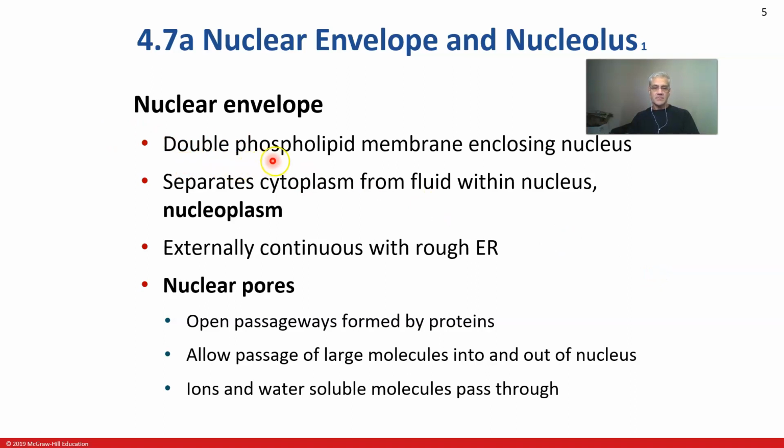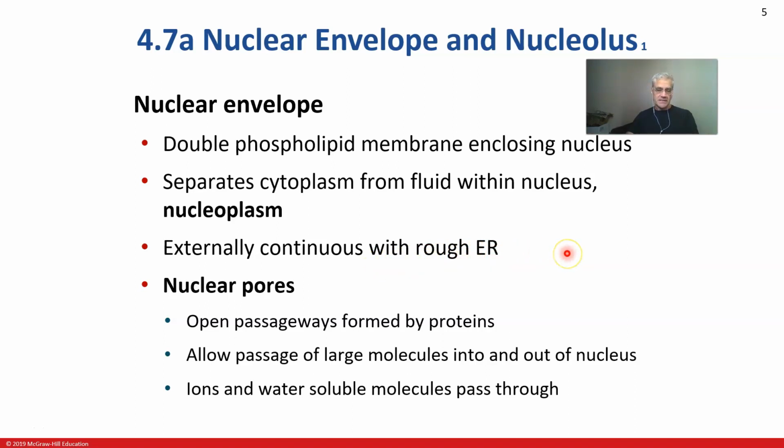Nuclear envelope is a double phospholipid membrane enclosing the nucleus, a double layer, not just one layer of phospholipid membrane. It's a two-layered structure. It separates the cytoplasm from the fluid within the nucleus. The fluid inside the nucleus, the fluidy part, is called nucleoplasm. Just like cytoplasm is found outside of the nucleus and the rest of the cell, nucleoplasm is the fluidy part inside the nucleus. Now, the nuclear envelope is continuous with rough endoplasmic reticulum.